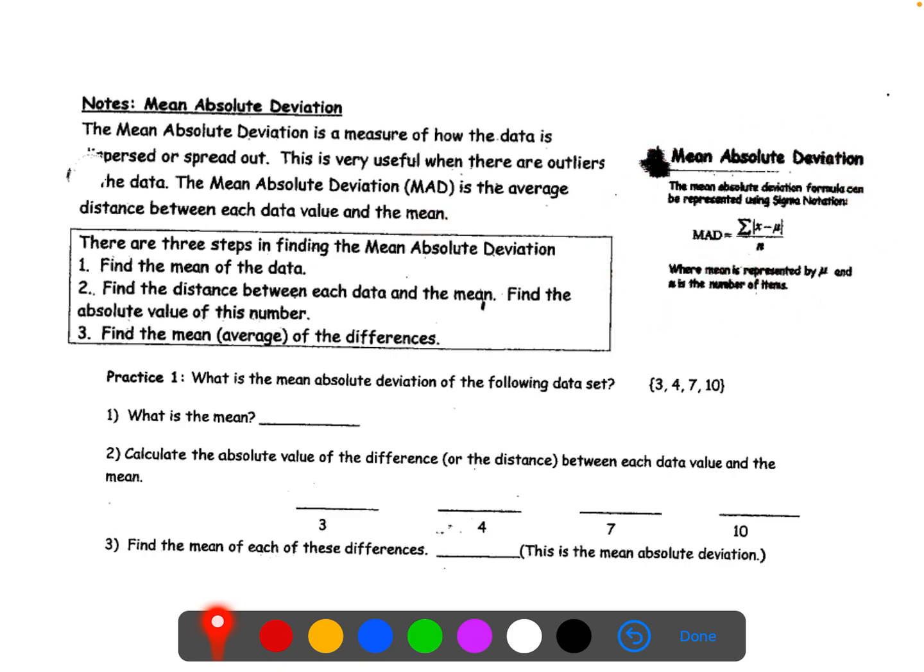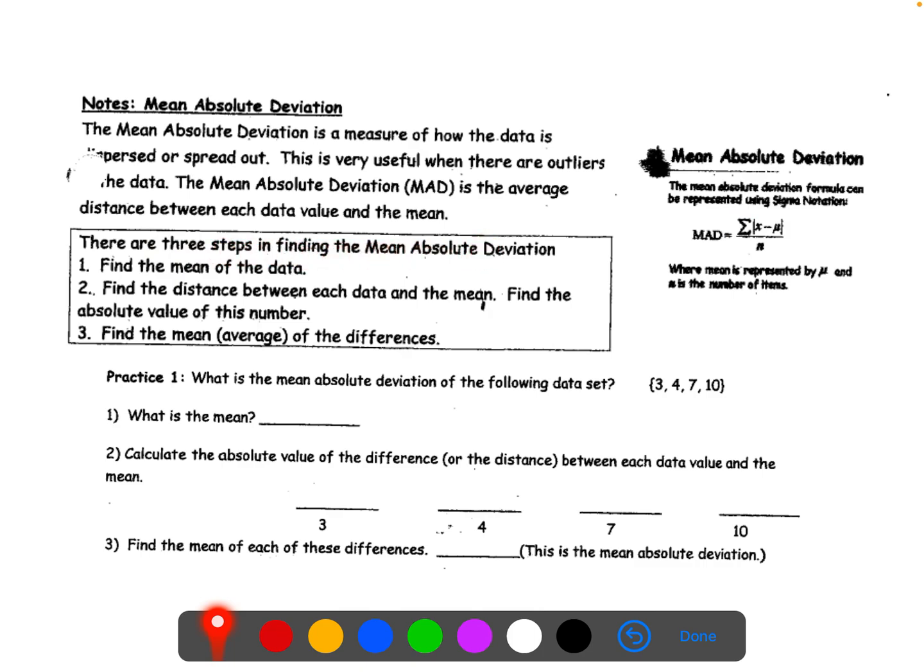There's a little blurb here about how it can be written. Please don't stress about that. It's just kind of a for-your-information type thing. So what we're going to do is work through these steps. We're going to practice finding the mean absolute deviation. There are 3 steps in finding it.